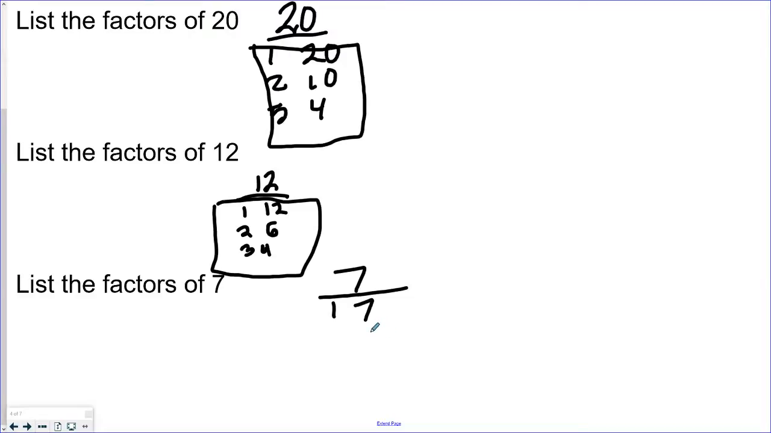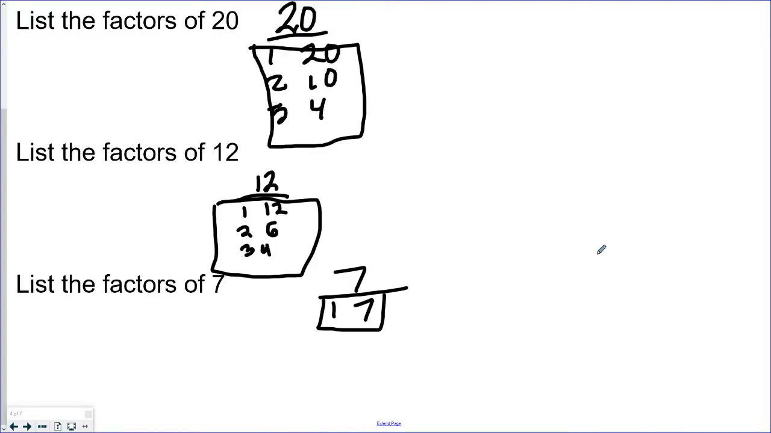There's no other numbers. 2 doesn't work, 3 doesn't work, check all the way down to 7, nothing else works. And so because our factors are only 1 and 7, that's what we call a prime number. So a prime number is basically a number that you can only get by multiplying 1 and the number itself. So there's no other way to get 7 by multiplying except for just 1 and 7.